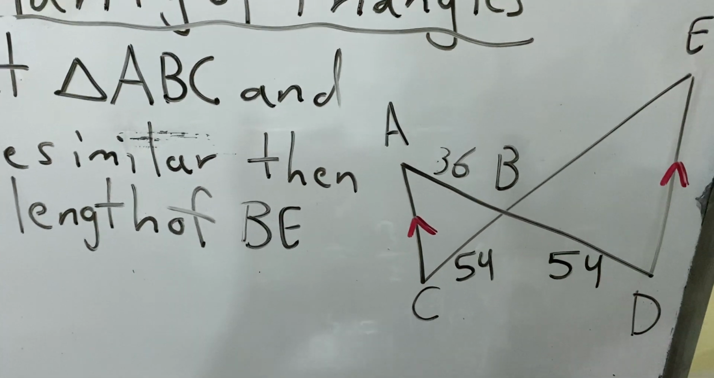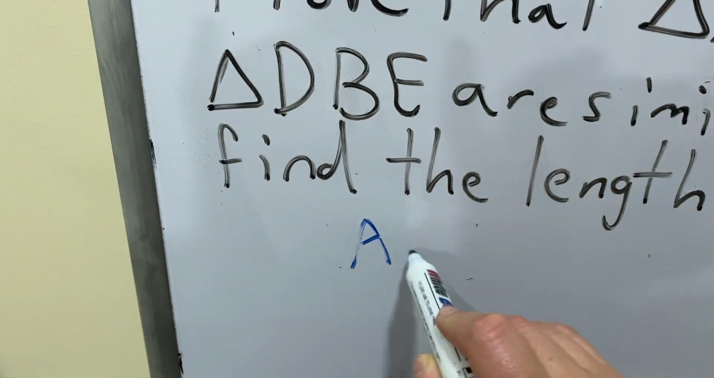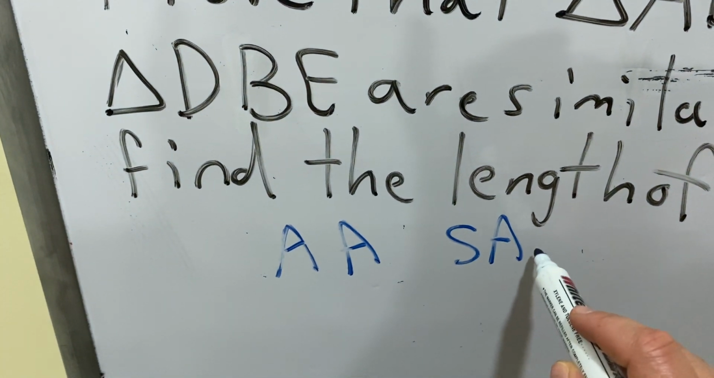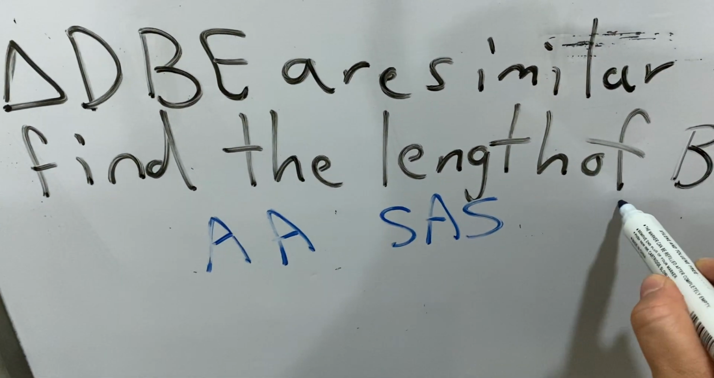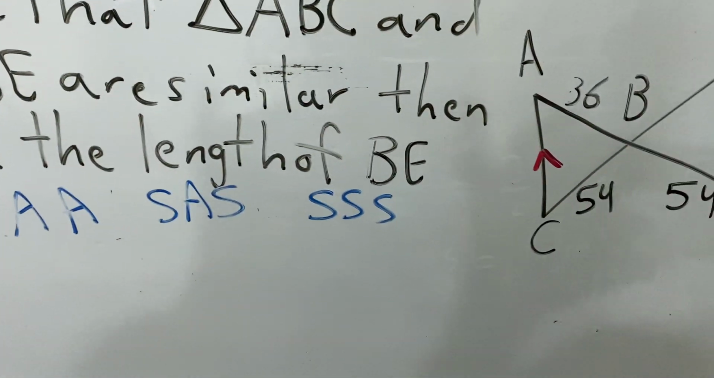Now if I need to prove that they are similar, I have many ways. I can prove them by angle, or I can prove them by side angle side, or I can prove them by side. Any of these I can use, but which one to choose now?